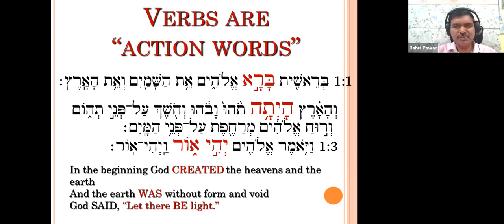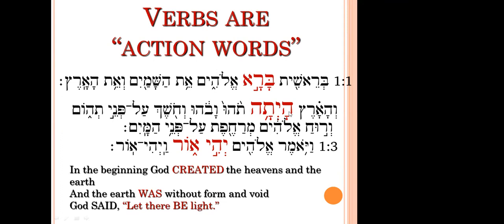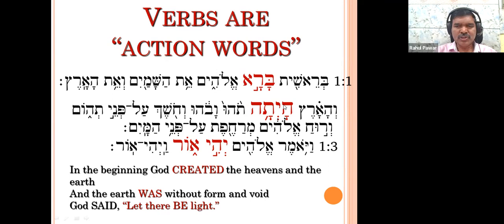Okay, so all these red color ones are the verbs. Bara. Bara means he created. Hayeta is also a verb. If you see this hayeta, this is a stative verb, a perfect stative verb. Then yehi is also a verb. Of course, or is not a verb, but yehi is a verb and it is the imperfect form of the verb.